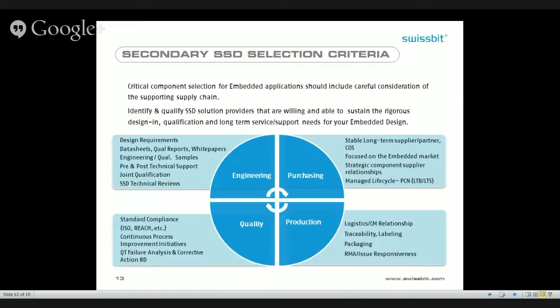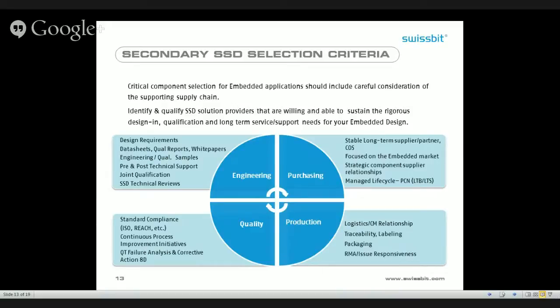in an efficient manner. On the production side, these guys are typically the ones that have the least amount of say in this, but they're concerned with the logistics and the contract manufacturing relationship, if that's applicable. Also, traceability, labeling, and packaging are important. And if there is an issue, they're looking for responsiveness from the solution provider.